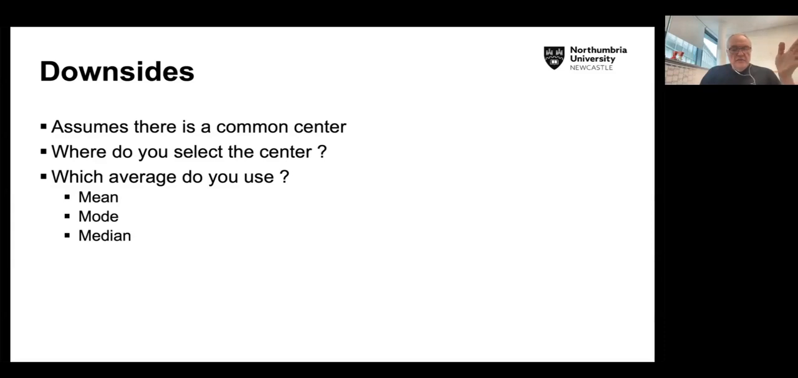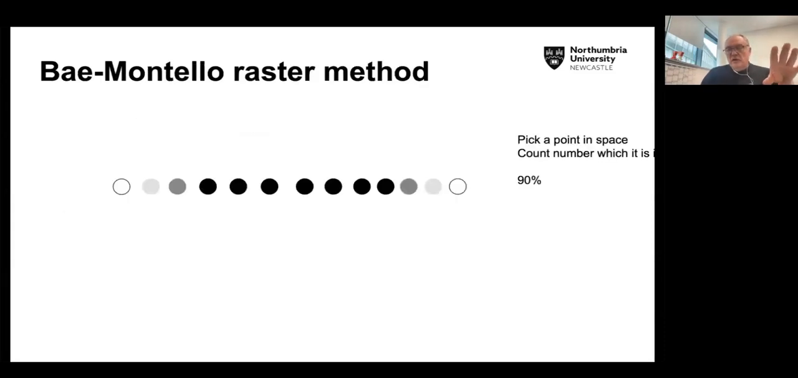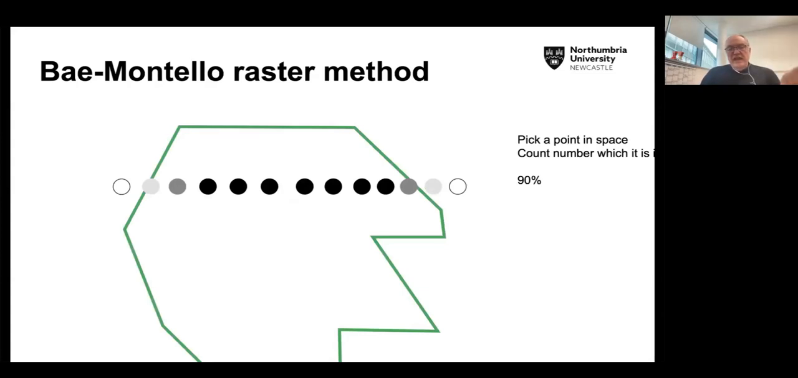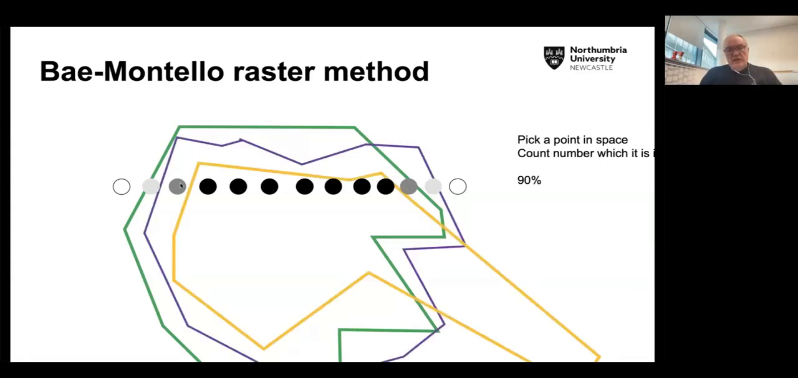Okay, so Montello and Bayer came up with what they called the raster method. What we do here is we have a series of points, and for each point, we count how many polygons it is inside of. So the ones on the outside have 0 polygons. The light gray one is inside the green one, so that's got 1 polygon it's inside of. The medium gray one has got 2 polygons it's inside of, and then you have 3 polygons, and that's the limit. And then you keep making points in space, and then it dies off again.